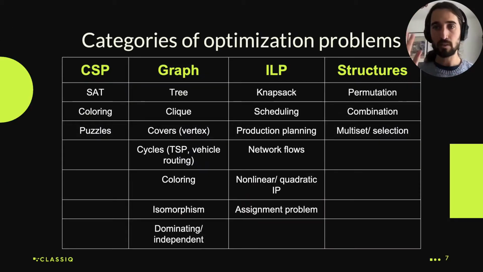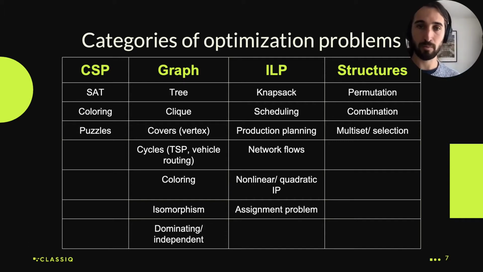Okay, so just a large categorization of problems. Let's see the top row. We have CSP. That means a constraint satisfaction problem. Basically a problem with many constraints. It's going to be pretty hard just to find one possible solution that will satisfy all the constraints. Examples for this can be SAT, coloring, and some kind of puzzle problems. But again, it can be optimization. If there are many possible solutions, we're going to look for the best one.